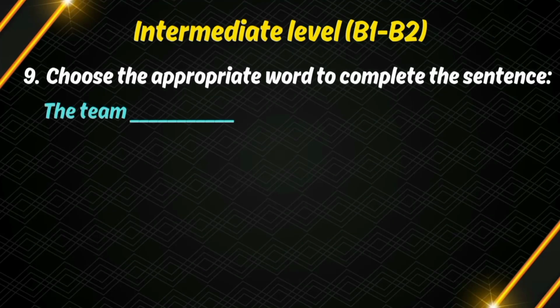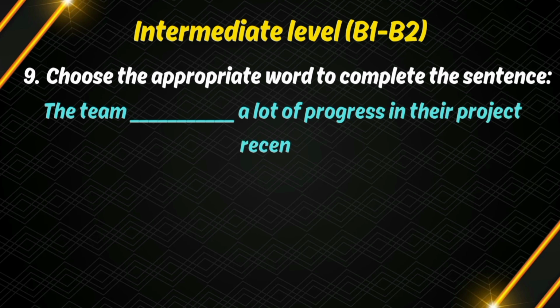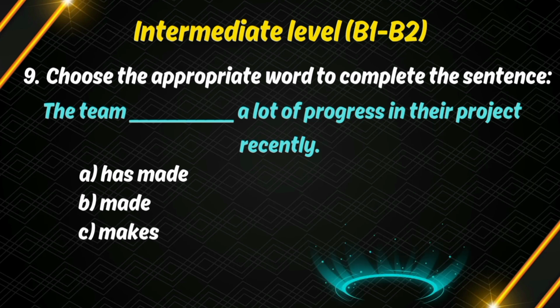9. Choose the appropriate word to complete the sentence. The team blank a lot of progress in their project recently. A. Has made. B. Made. C. Makes.